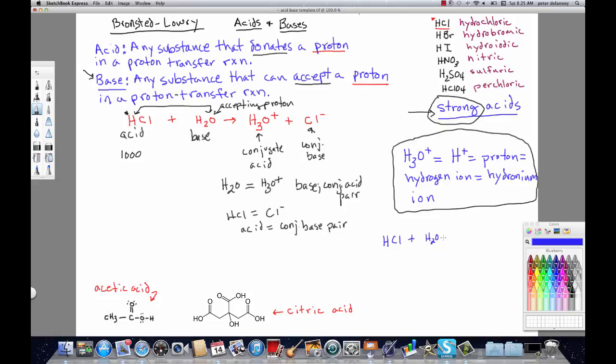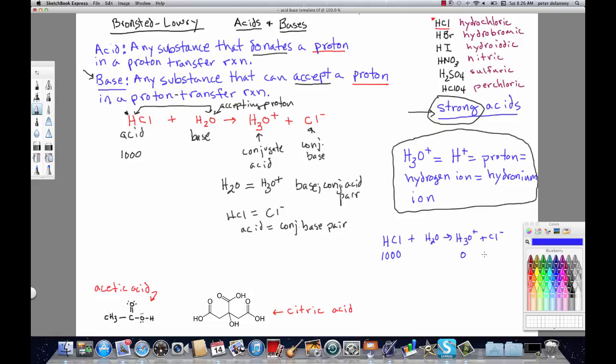So I'm just going to rewrite this here where we have some extra space, and it's going to be H3O plus the Cl minus. So let's say at the beginning of the experiment we take and we collect 1,000 molecules of HCl, and we plan to add that to water to make a solution.